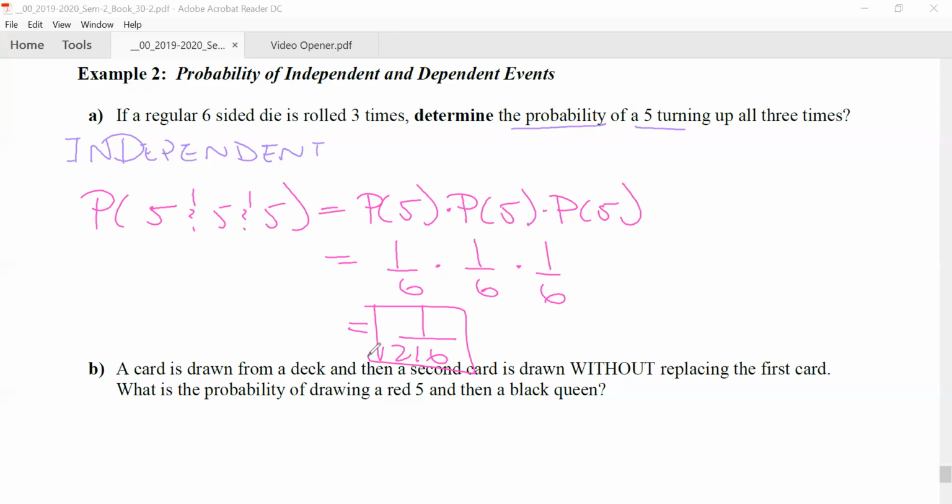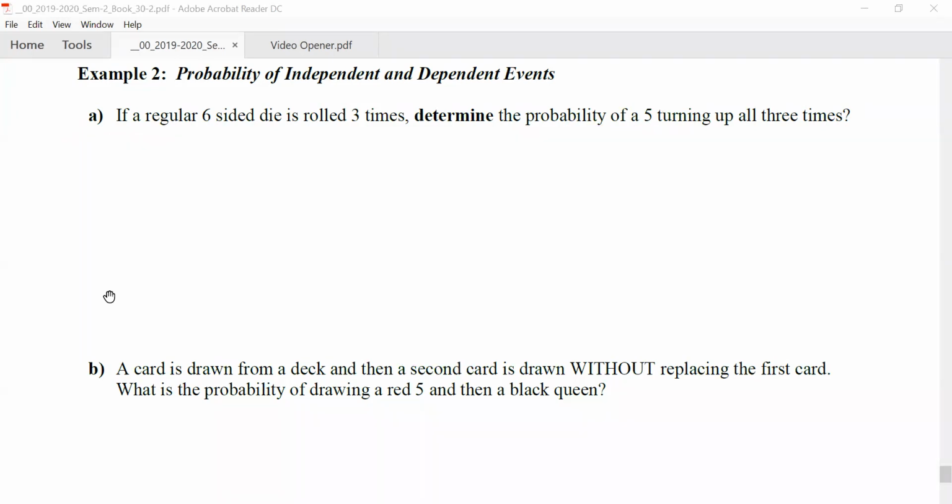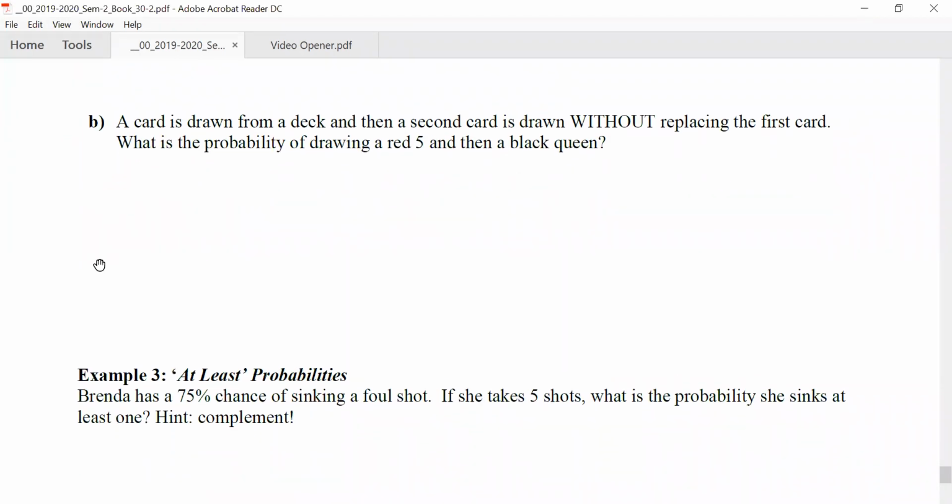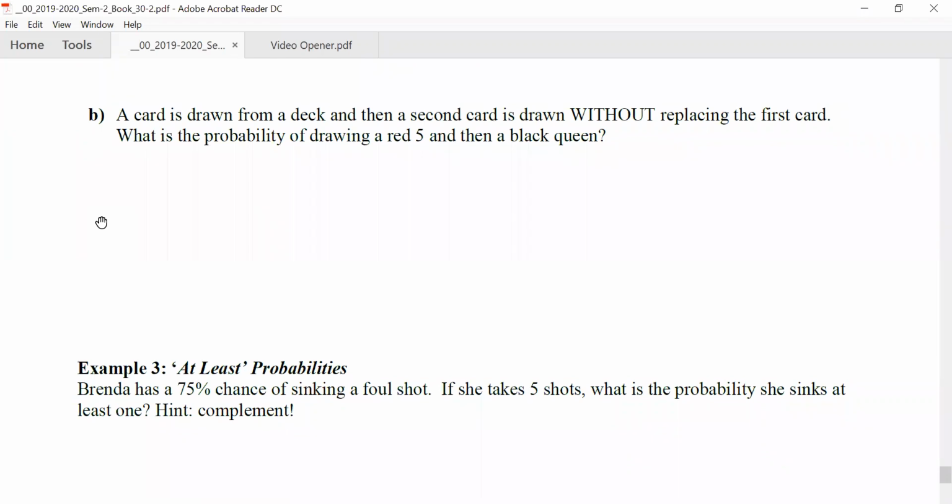Easy peasy, lemon squeezy. B, a card is drawn from a deck and a second card is drawn in capital letters without replacement. I wish they wrote it like that on my diploma. Not a chance. So we need to be looking out for those words. Without replacement means right away that this is a dependent event. What happens on the first is going to affect what happens on the second. So what is the probability of drawing a 5 and then a red queen?